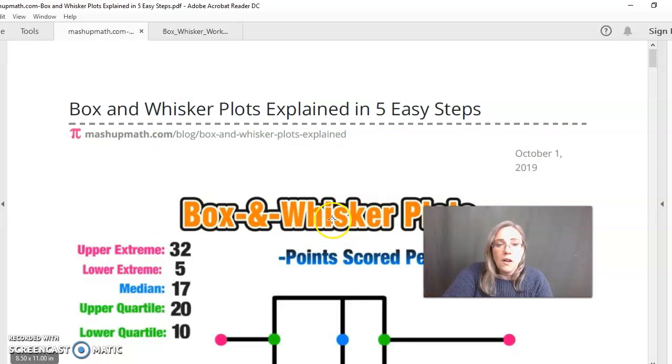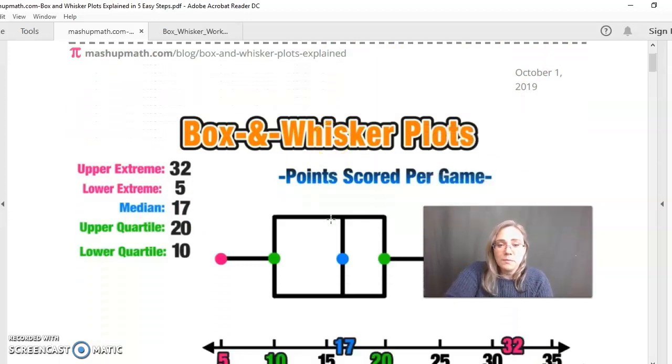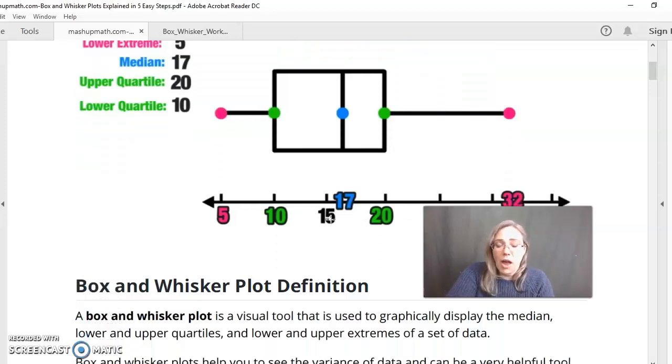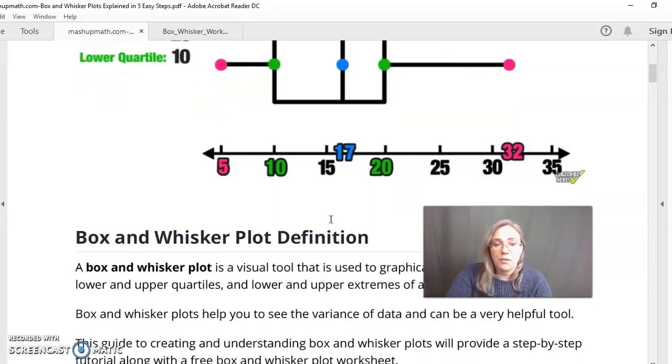Okay, so let's look at this. So the definition of a box and whisker plot is it's a visual tool that's used to graphically display the median, lower and upper quartiles, and lower and upper extremes of a data set. We've talked about median before. Remember, we find the median by putting all of the numbers in order and crossing them off until we get to the middle. So now we have to talk about lower and upper quartiles and lower and upper extremes. Box and whisker plots help you to see the variance of data. When they say variance, they mean how spread out it is.